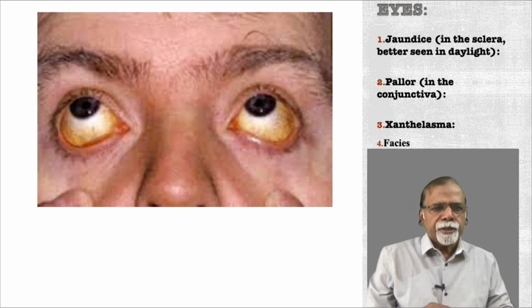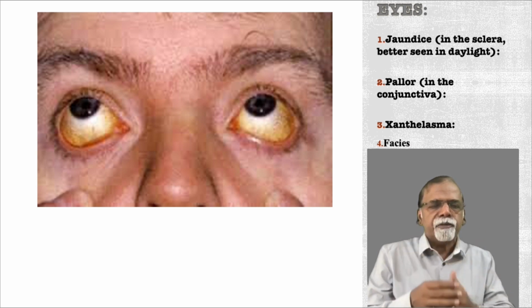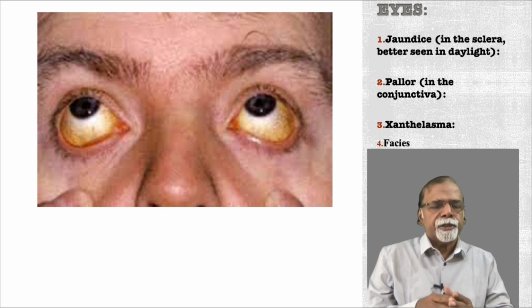Then looking at the eyes, you can either examine the eyes first or look at the mouth first, whichever you prefer. In the eyes, the most important thing is looking for jaundice. Examine the sclera, ask the patient to look upwards, and preferably examine in daylight. While examining like this, you can look for pallor, jaundice, cyanosis and polycythemia. All these can be examined at the same time.